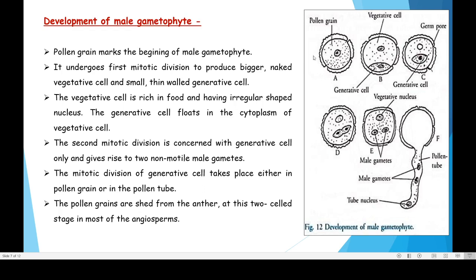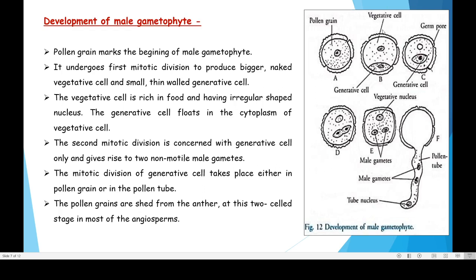You can see this pollen grain has a single nucleus, and then by the process of mitosis, by the process of cell division, two nuclei are formed, two daughter nuclei are formed here. These two nuclei, which are the result of mitotic division, form a small cell. This one. This small cell is known as generative cell, and the larger one is known as vegetative cell.